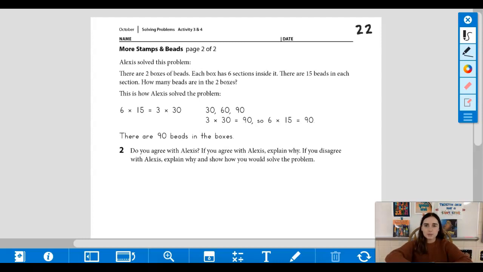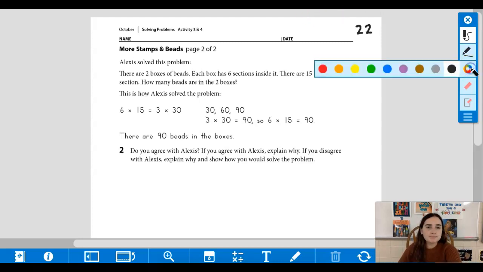The question we need to answer is, do we agree with Alexis? And if we do, we need to explain why. But if we don't, we also need to explain why and show how we would correctly solve the problem. So before we go about looking at Alexis's work, let's underline the most important things in this problem.